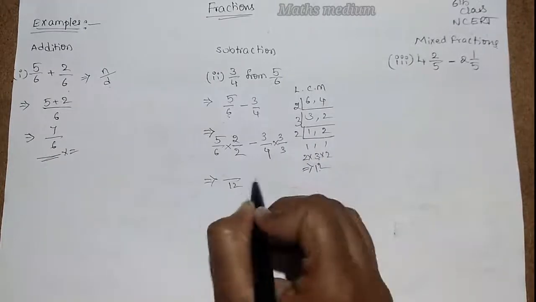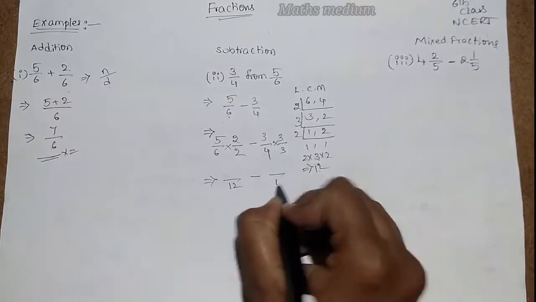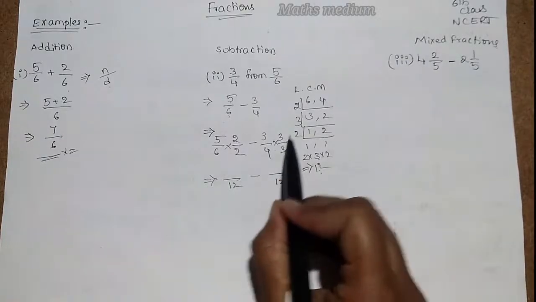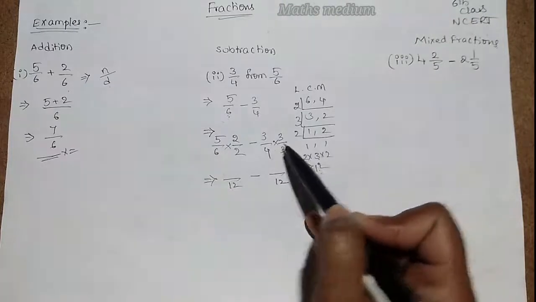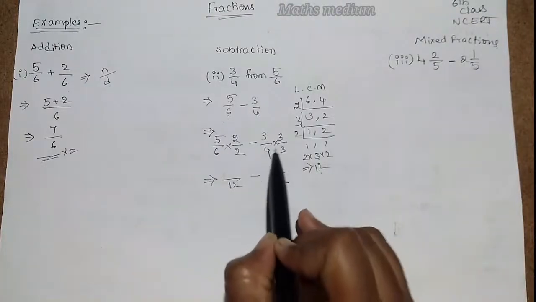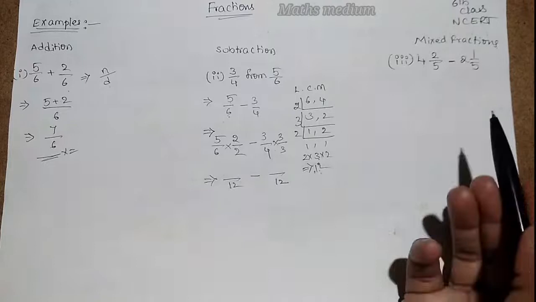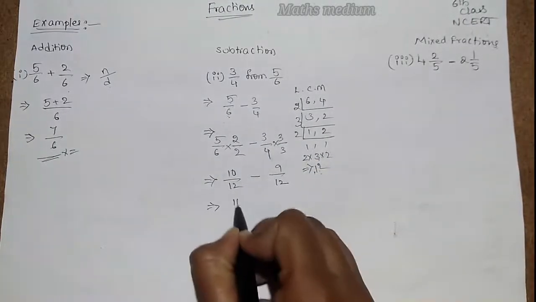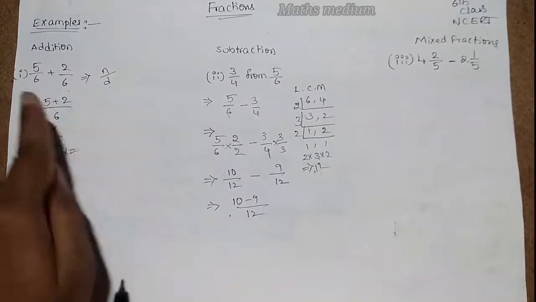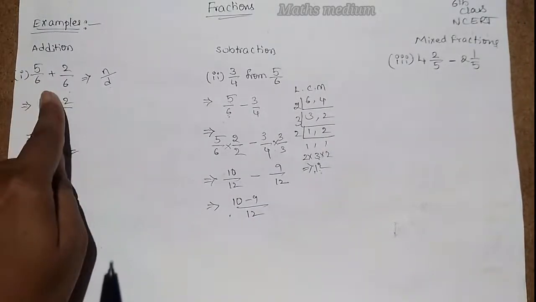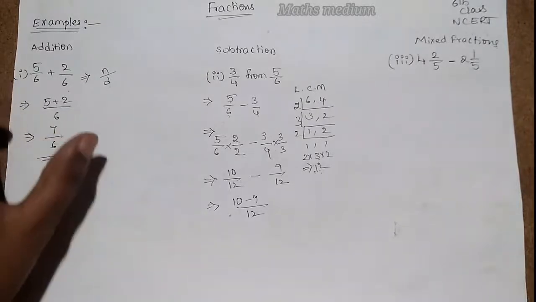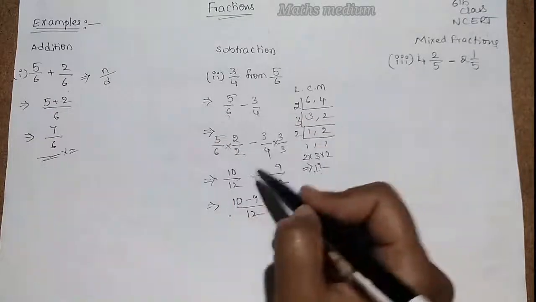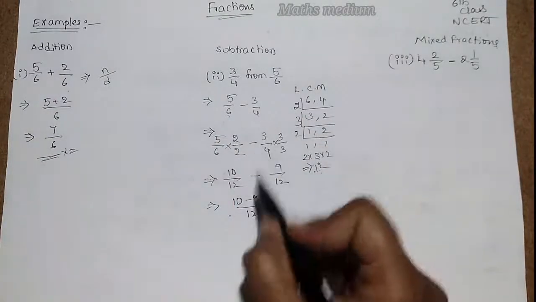So 6 2s are 12 minus 4 3s are 12. Here we are getting both denominators as 12, right? That is why we multiply both numerator and denominator according to how the denominator reaches the LCM. 5 2s are 10, 3 3s are 9. So 10 minus 9 by 12. See here both denominators are the same in this case. These are called like fractions. Similarly, we are making these unlike fractions into like fractions. Then we get to the next step of subtraction.